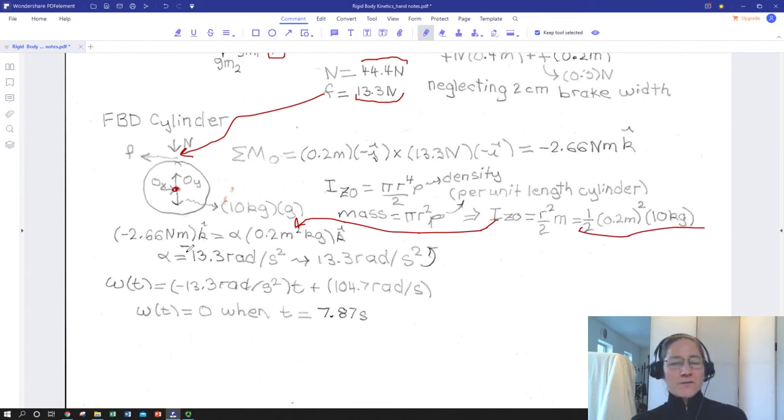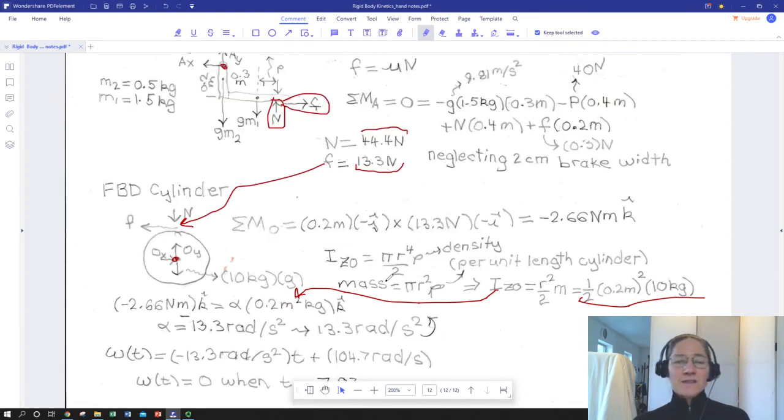And so we solve for alpha, which ends up being 13.3 radians per second squared, and we take the first time derivative, we get the velocity at any time. Angular velocity, when does the angular velocity equal 0? When we solve the line equation for t, and we get 7.87 seconds.